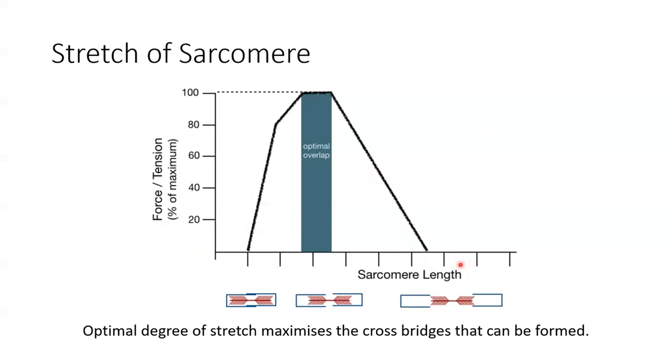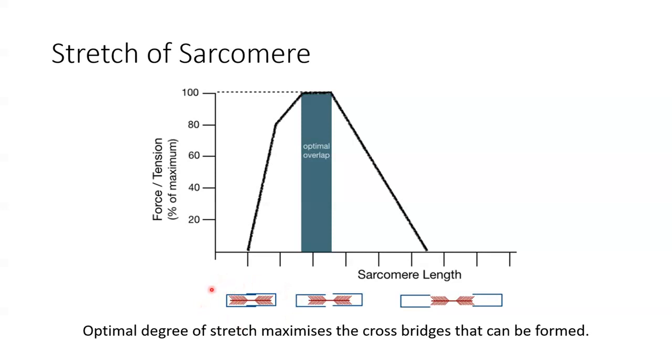And then lastly, we have the length or the stretch of the sarcomere or the muscle. And this is often termed the length-tension relationship. So this refers to the concept in which there is an optimal level of stretch of a sarcomere where the maximum number of cross bridges can be formed to produce the most amount of force. So if we take a look at this graph, down here we're looking at the sarcomere length, so how stretched the muscle is. If we think about these red bits as being our myosin and the blue bits as being our actin, or our thick and then our thin filaments.